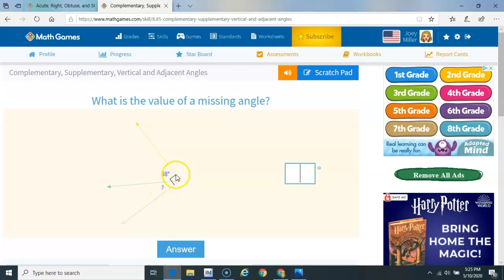These two are complementary because this indicates right here that it's a 90-degree angle. So these two add up to 90 degrees. That means they're complementary. They are also adjacent. That means they're next door to each other because they share this common ray right here. So remember those rules. And that one should be fairly straightforward.